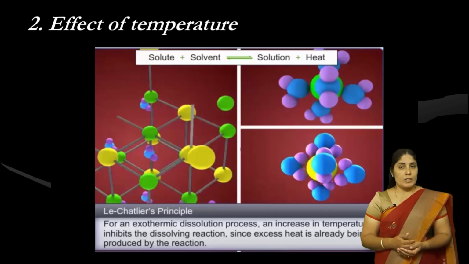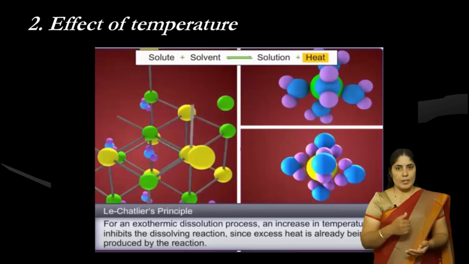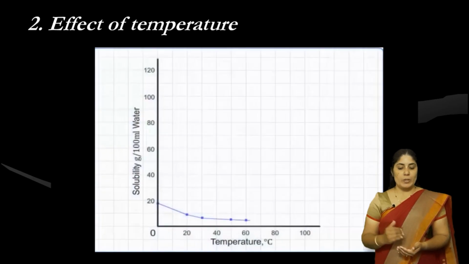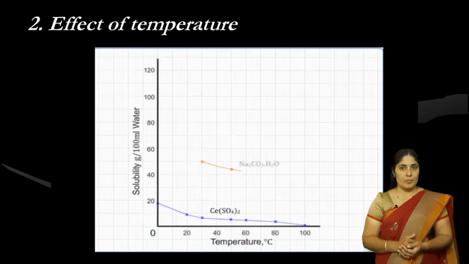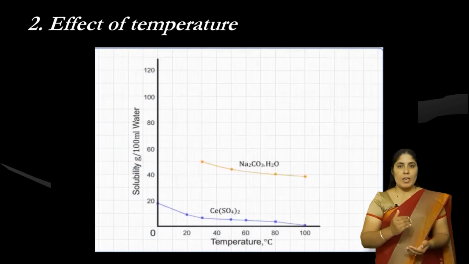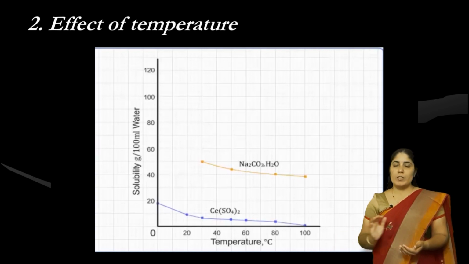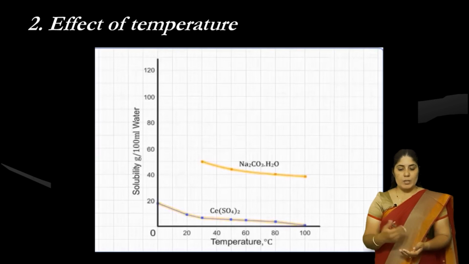When we consider the graphical study of certain examples like cerium sulfate or sodium carbonate, you can rightly see in the graph here that as the temperature increases, the solubility keeps on decreasing. The two graphs have been plotted for you here. Cerium sulfate, as temperature increases, solubility decreases because it's an exothermic dissolution. Similarly is the case for sodium carbonate also.